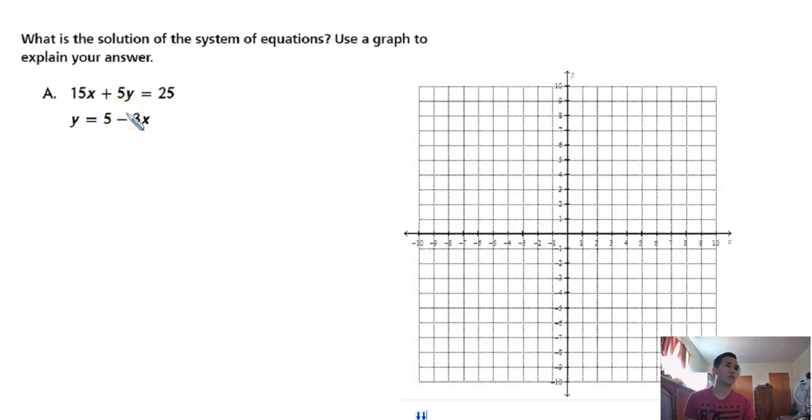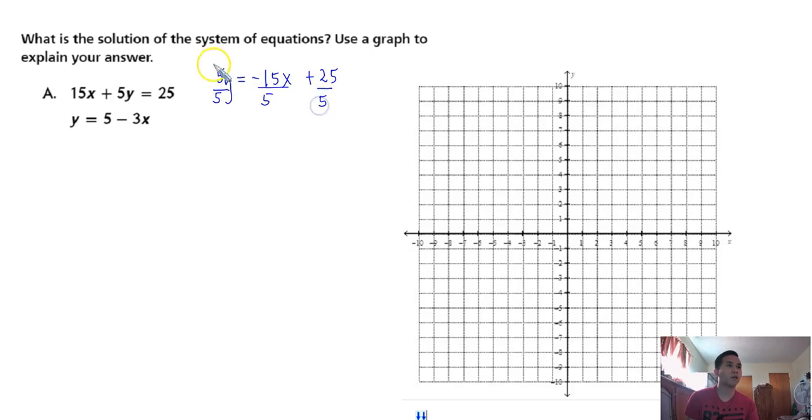What is the solution of the system of equations? Use the graph to explain your answer. We'll be doing graphing again. However, our first equation is not written in y is equal to mx plus b, so we have to rewrite that in y is equal to mx plus b. I'll do it here. So it will become 5y is equal to -15x plus 25, and I'm going to divide everything by 5.